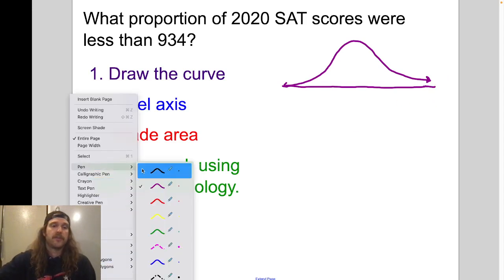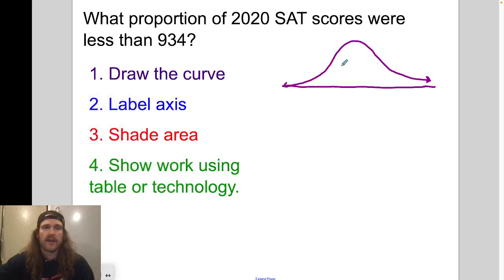Next, we label the axis. So what was my mean? My mean was 1150. And then the expectation is that you label a couple of standard deviations out in each direction. So 1150 plus 150 is 1300, and then 1450 this way.